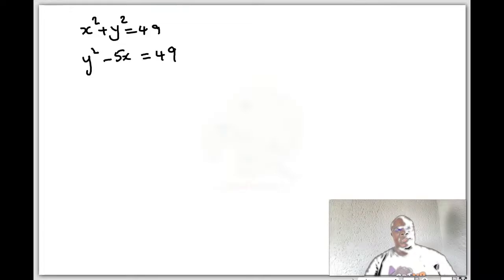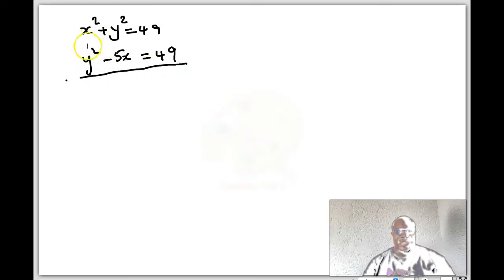Okay, so today we are looking at simultaneous equations. So our first one is x squared plus y squared is equal to 49. And the second one is y squared minus 5x is equal to 49. So if you check here, we have to eliminate one.